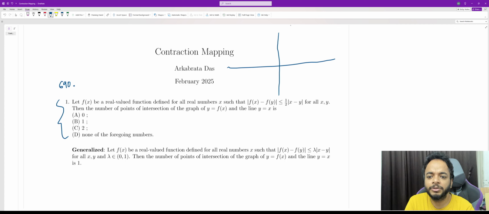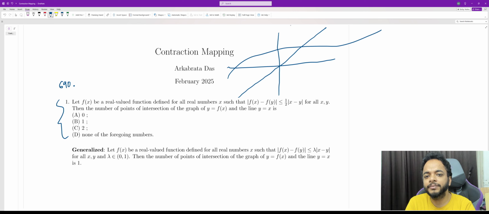Suppose this is the line y equals x, and suppose for some function, not for this one, the graph is like, for example, this. Wherever it intersects, suppose that point is x naught, then you have f of x naught equals x naught. Those special points are known as the fixed points of the function. Now it might happen that your function graph is not even intersecting the line y equals x, so then no fixed points. Or it might happen that it's intersecting more than once. These are the main things we have to consider. So given this condition, they are asking how many fixed points there are.